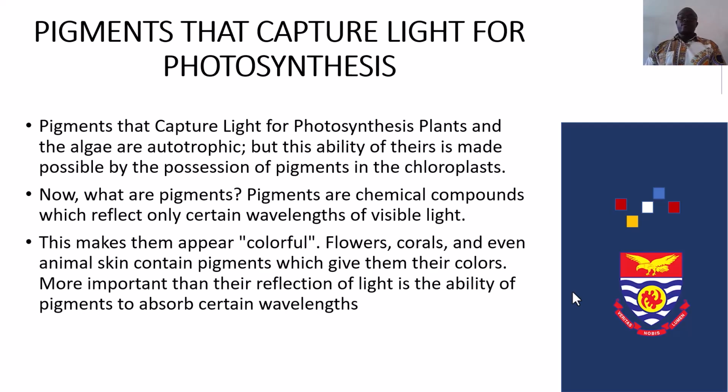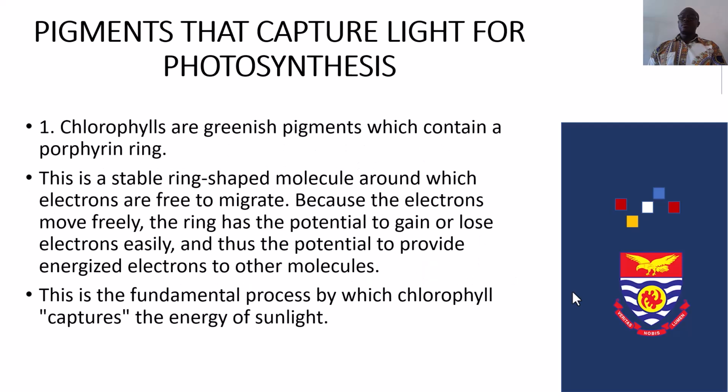Pigments that capture light for photosynthesis. Plants and the algae are autotrophic, but this ability of theirs is made possible by the possession of pigments in the chloroplast. Now, what are pigments? Pigments are chemical compounds which reflect only certain wavelengths of visible light. This makes them appear colorful. Flowers, corals, and even animals can contain pigments which give them their colors. More important than their reflection of light is the ability of pigments to absorb certain wavelengths.